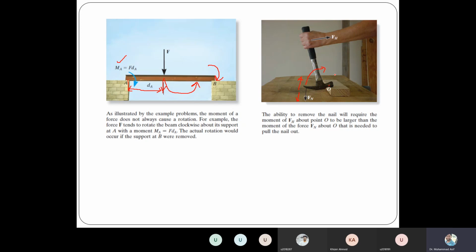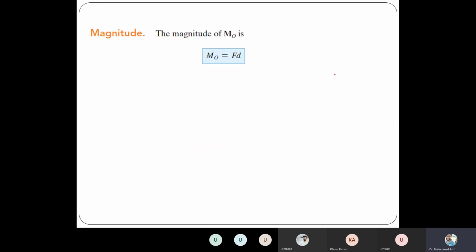Tendency means that it can be possible, because we are studying statics, so we will assume that there is a tendency, right? But in dynamics, you will assume it has already rotated. I mean, the acceleration can be produced by this force. But for statics, we'll assume that this force has the tendency, but has not rotated. Now, this is the magnitude of the moment, which is equal to Fd, right? Force and the moment arm.